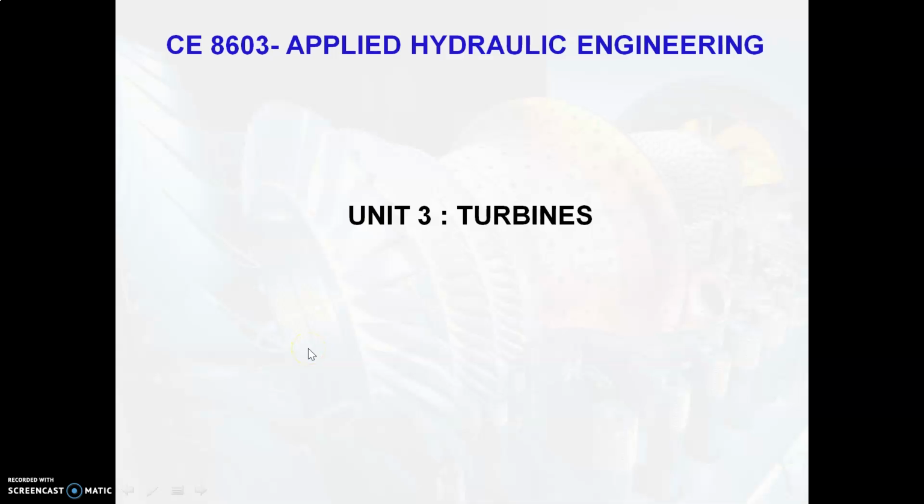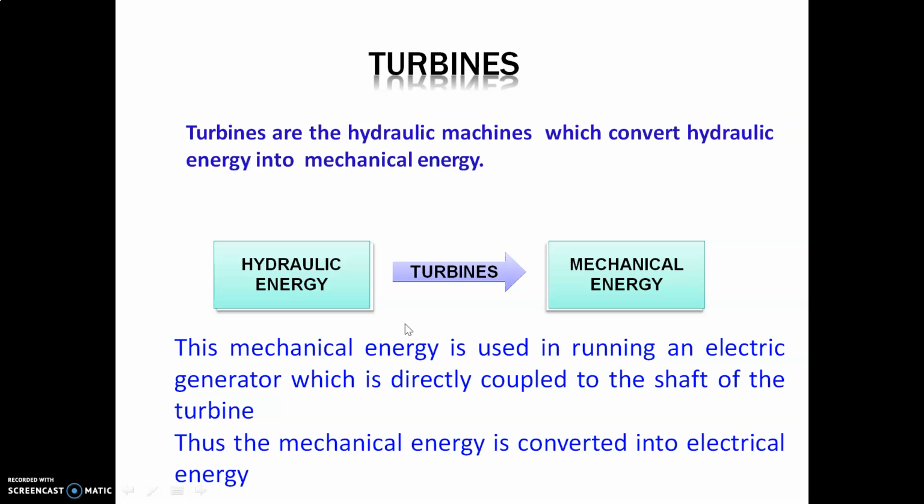Good morning. Now that we have seen the impact of jet on plates, let us go to turbines. So what are turbines? Turbines are the hydraulic machines which convert hydraulic energy into mechanical energy. And this mechanical energy, what is it used for? That is used in running an electrical generator, which is directly coupled to the shaft of the turbine. Thus, the mechanical energy gets converted into electrical energy.